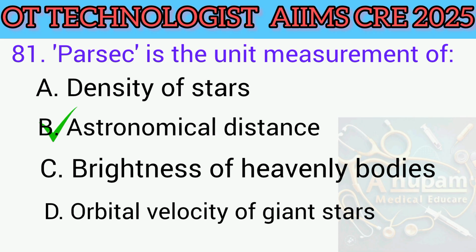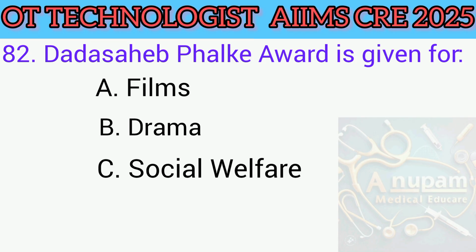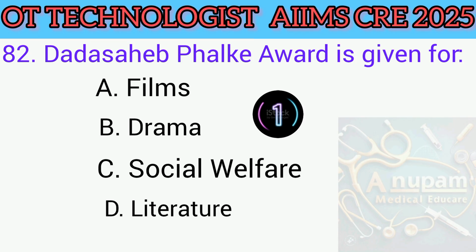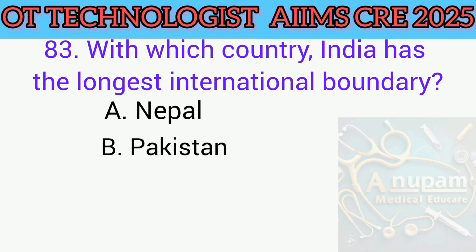Right option, B. Number 82. Dadasaheb Phalke Award is given for: Option A. Films. B. Drama. C. Social welfare. D. Literature. Right option, A. Number 83. With which country does India have the longest international boundary? Option A. Nepal. B. Pakistan. C. China. D. Bangladesh.